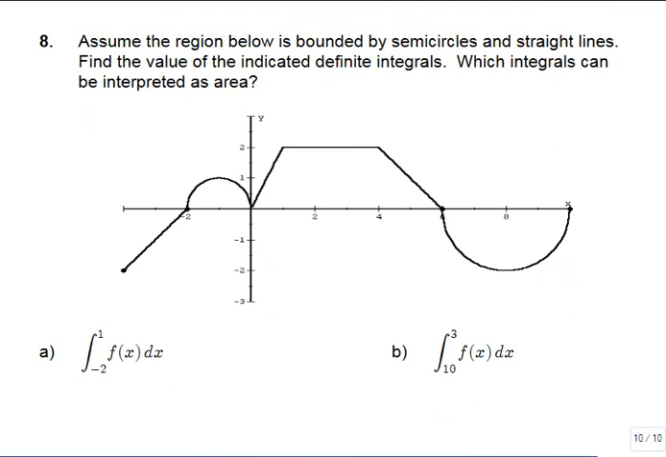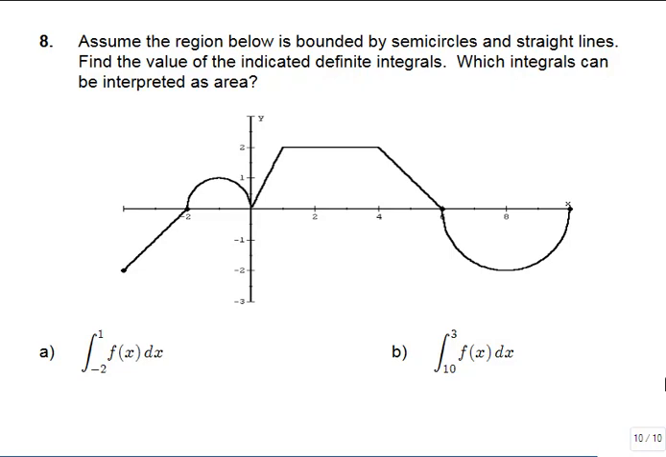Okay, the last example here. Assume that the region below is bounded by semicircles and straight lines. Find the value of the indicated definite integrals and which integrals can be interpreted as areas. Okay, so we're actually going to interpret all of these integrals as areas.